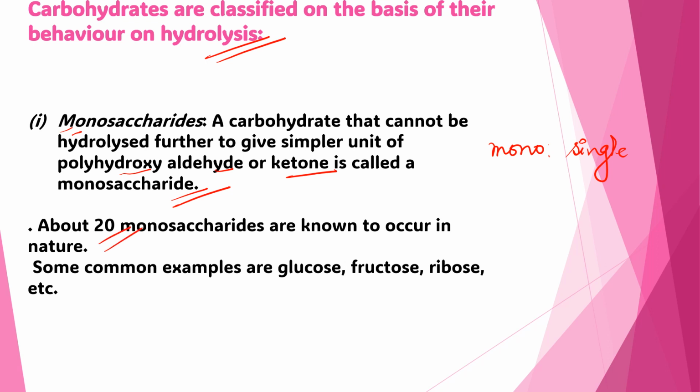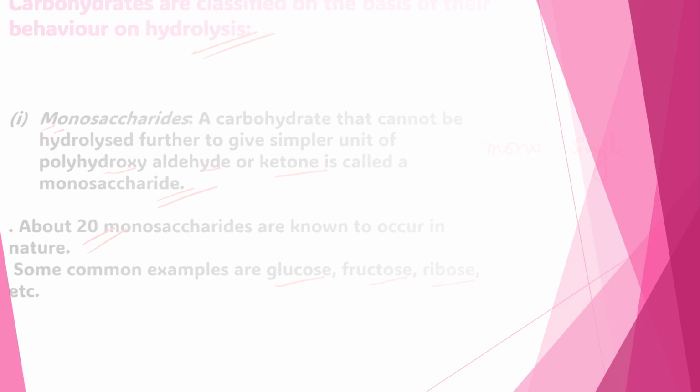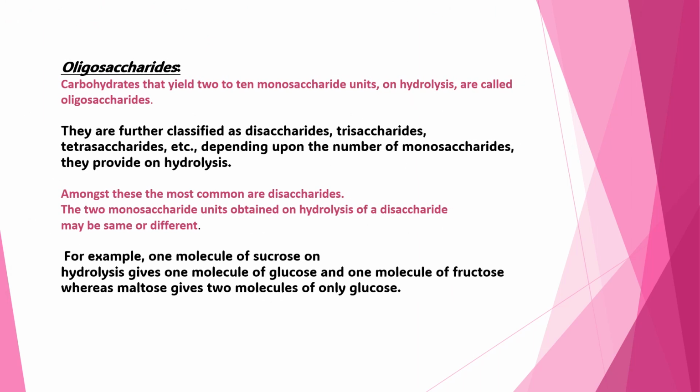About 20 monosaccharides are known to occur in nature. Some common examples are glucose, fructose, and ribose. Now next we have to study oligosaccharides. Oligosaccharides yield 2 to 10 monosaccharide units on hydrolysis. They can be further classified into disaccharide, meaning 2 monosaccharides are produced, trisaccharide meaning 3, tetrasaccharide meaning 4 units produced on hydrolysis.